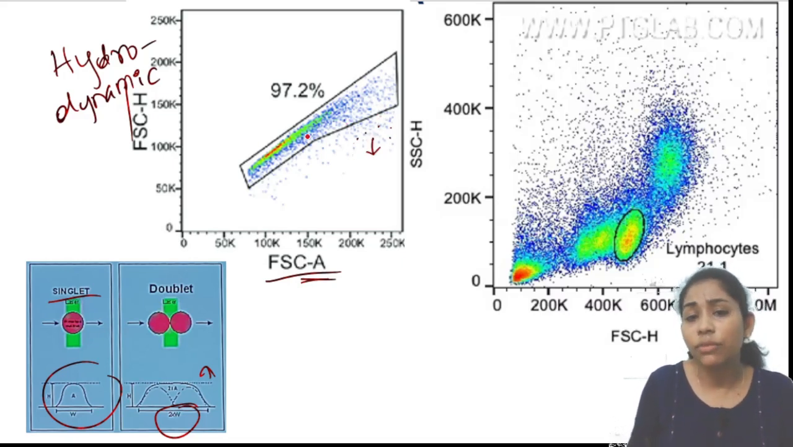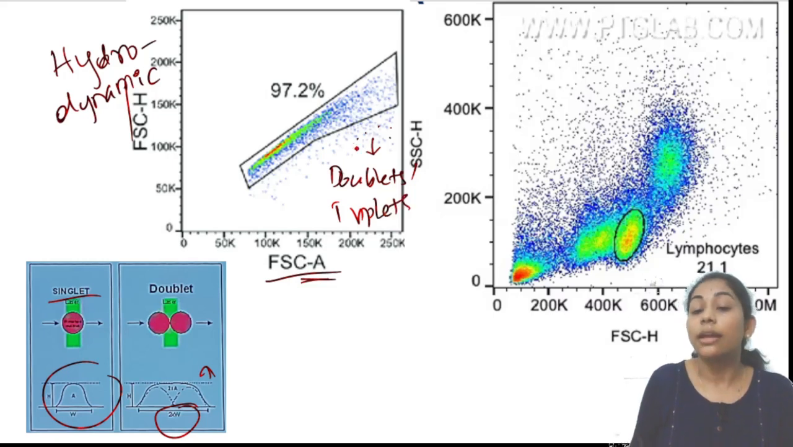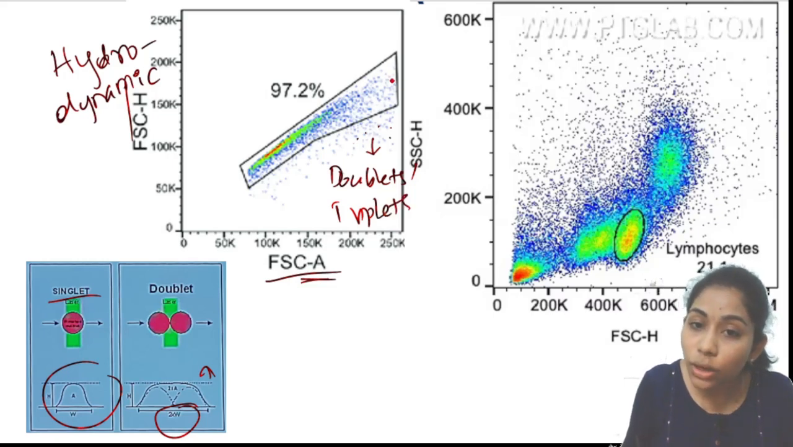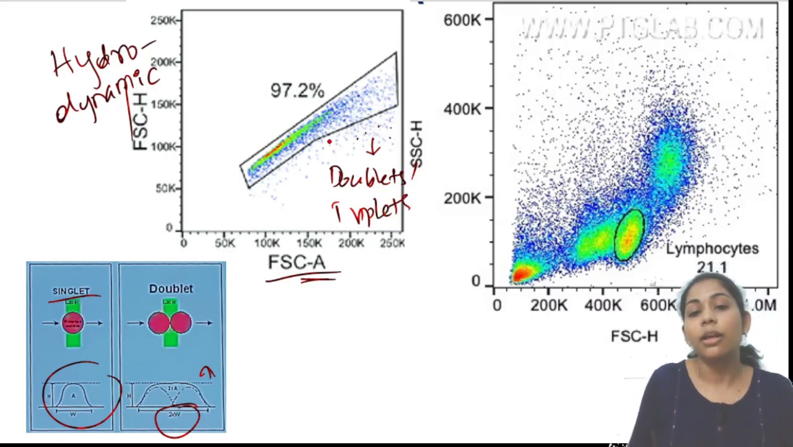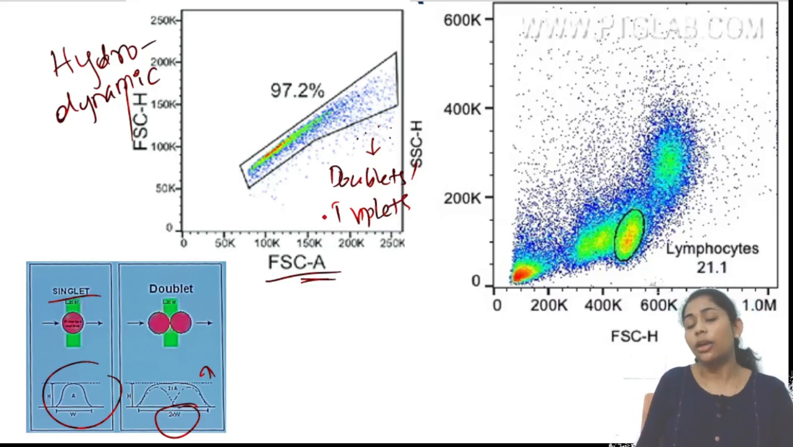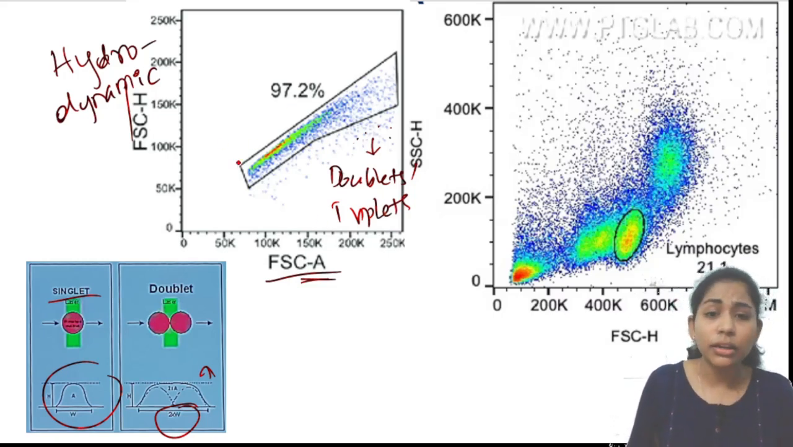We didn't gate them, because they have more area, even though they have the same height. This population has the same height as that population, but they have more area. That indicates these are doublets or even triplets. That's why we have created a gate surrounding only the singlet population, leaving out these doublets, so that we can interpret clearly.